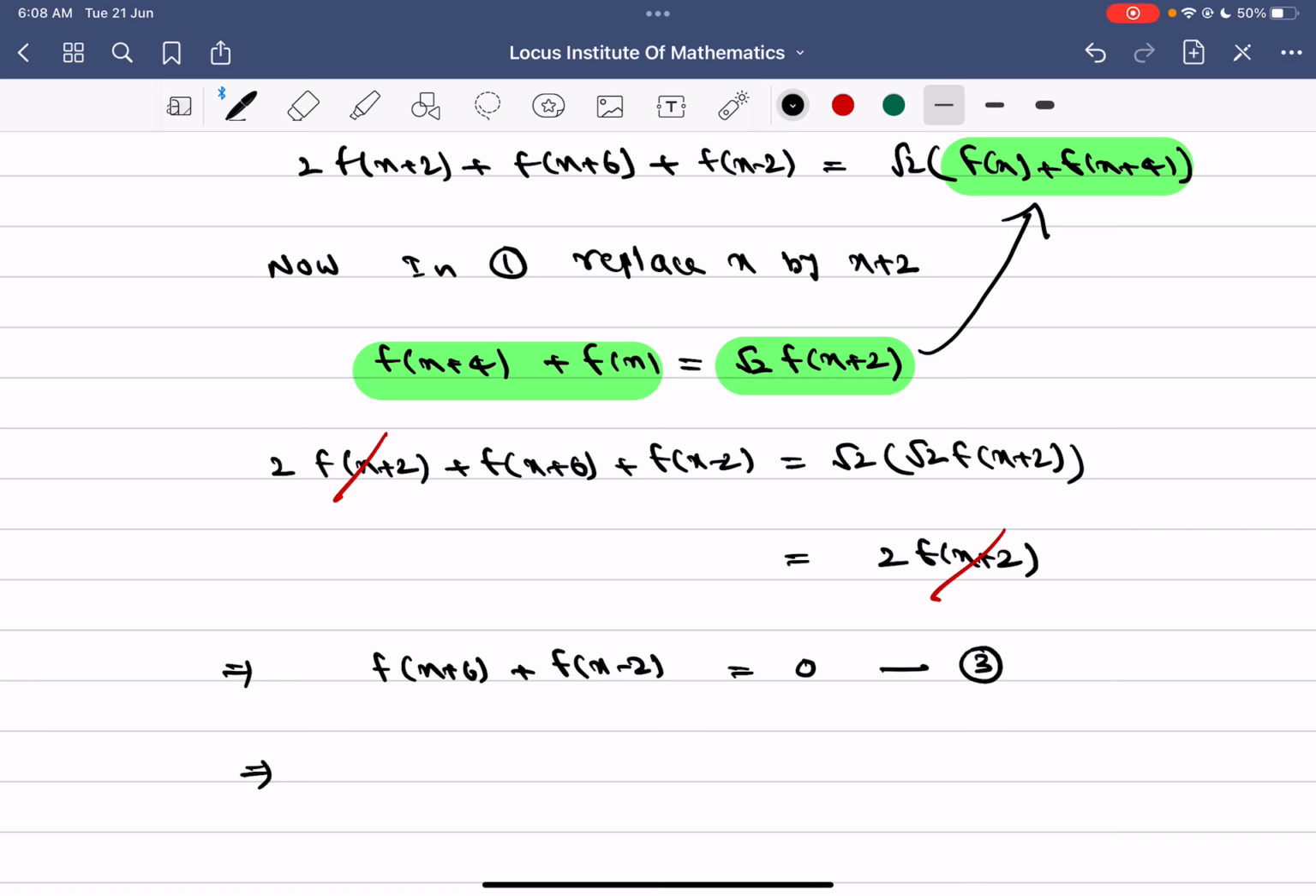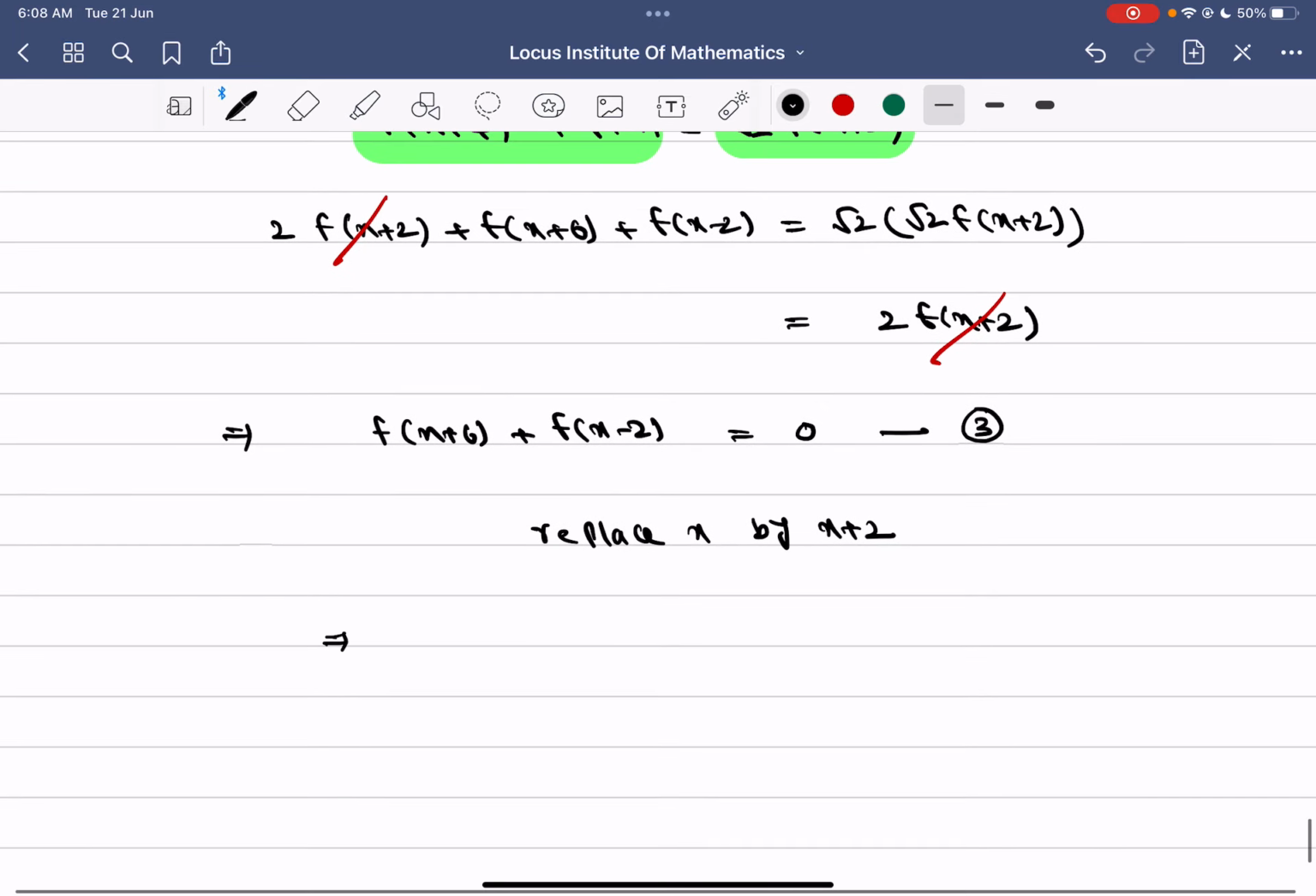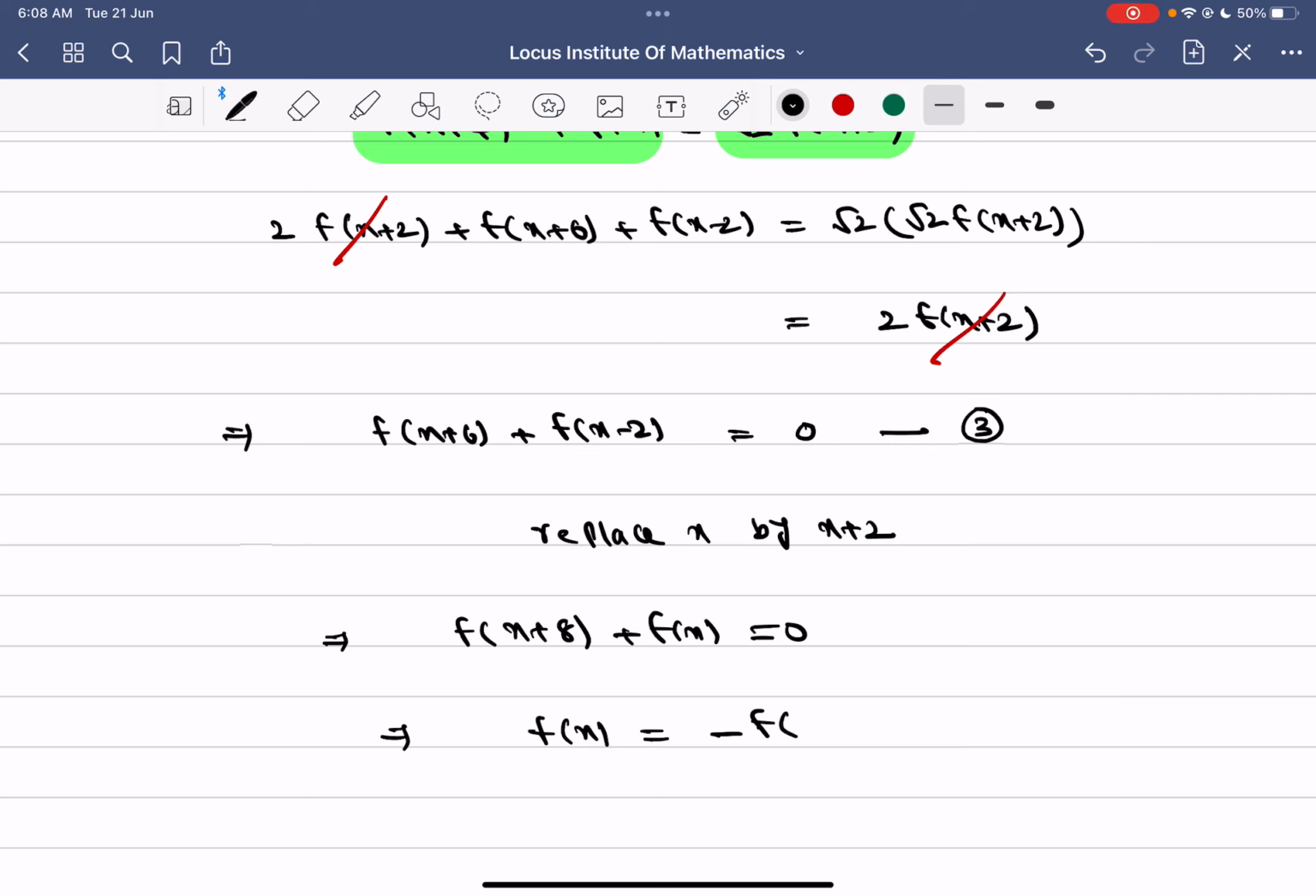Now in the third relation, replace x by x plus 2. Then what you get, f of x plus 8 plus f of x is equal to 0. That implies f of x is equal to minus f of x plus 8.